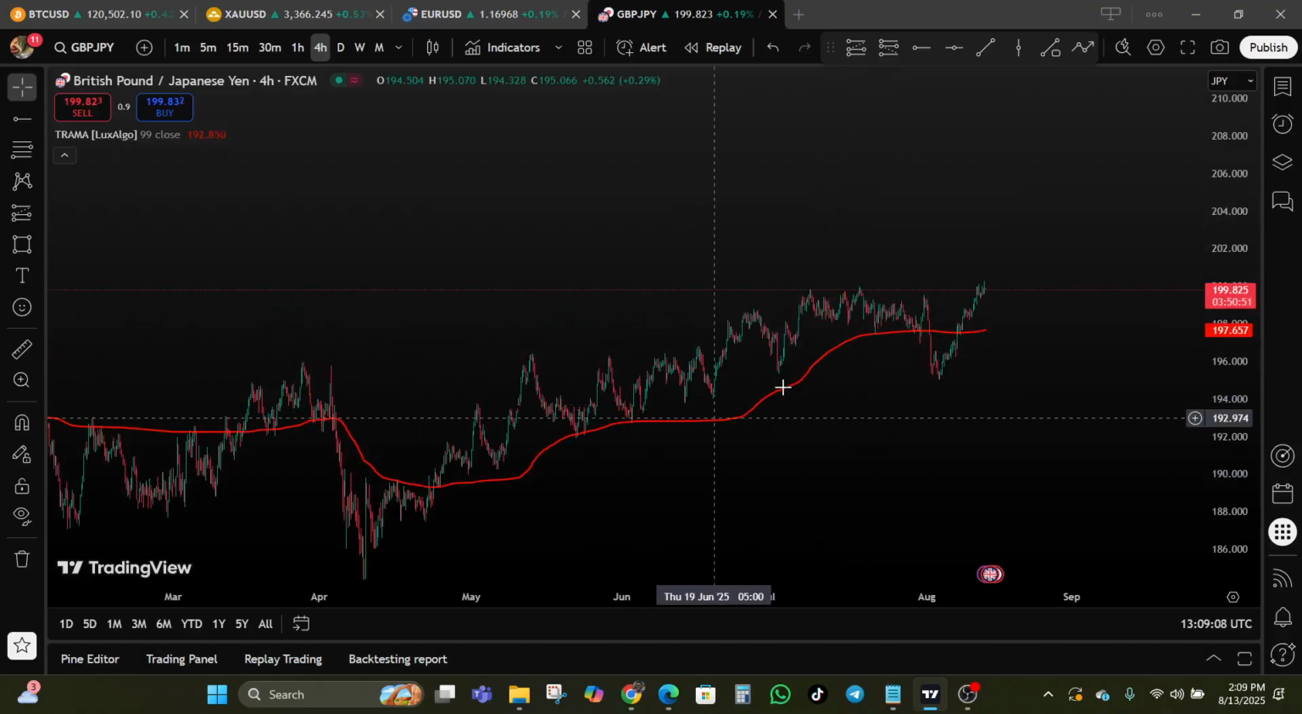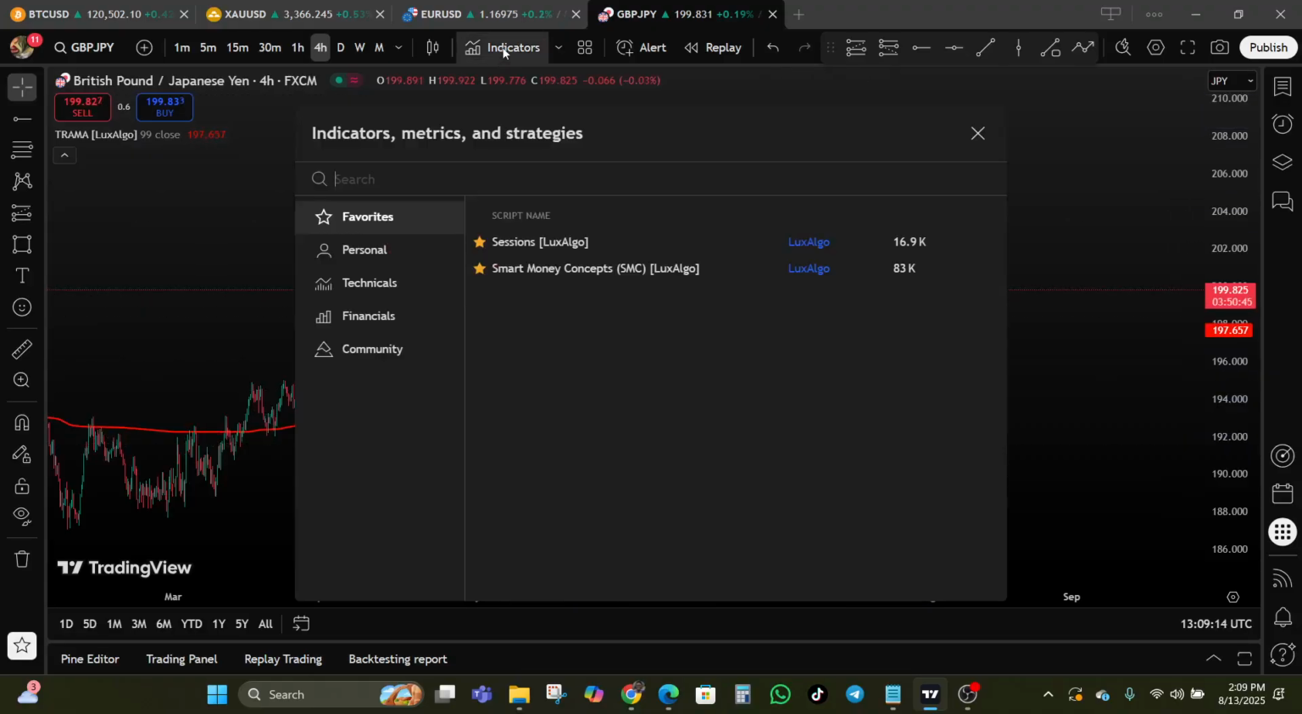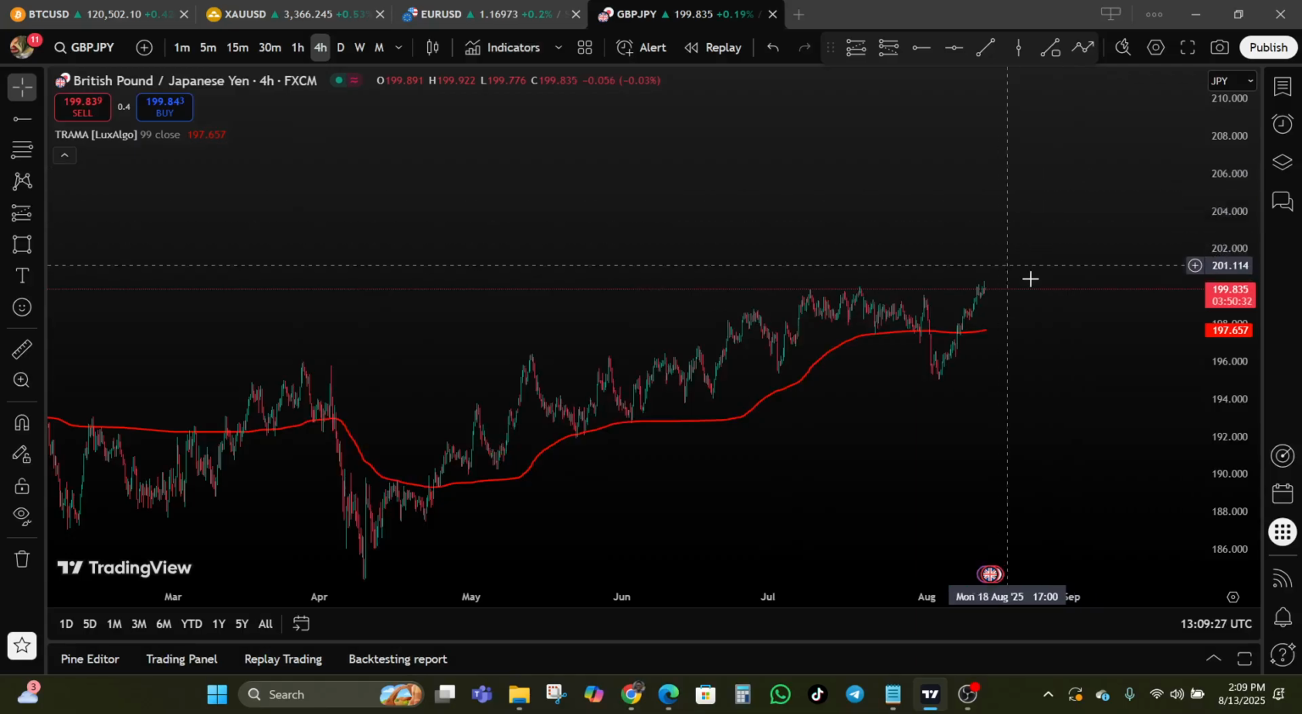Now, to set up the TRAMA indicator, you need to open your TradingView chart. Click on the indicators tab and search for TRAMA, if you want to save time writing the long form of the indicator, and you're going to see it right here: the trend regularity adaptive moving average. Just in case you didn't catch that initially.